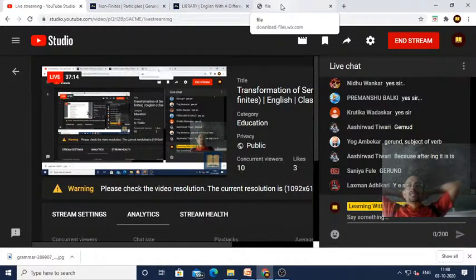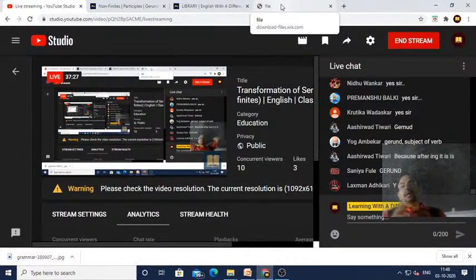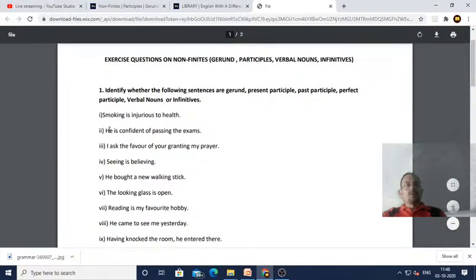Ashirvad Tiwari, don't say "after ing it is". Don't say like this. Just say subject of a verb. Therefore, it is gerund. If you write like "it is after ing", it is for your understanding only. So always remember that you've got to use the exact terminology, that is, subject of a verb here in this sentence. Okay, let's switch on to the next question now.